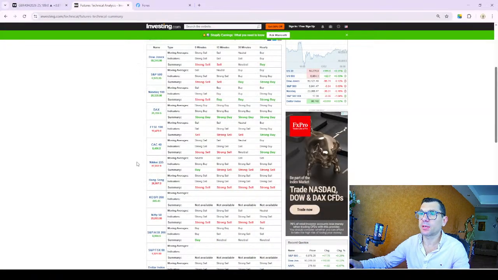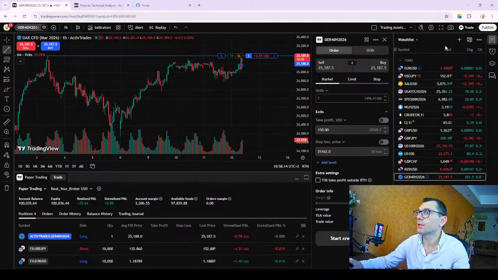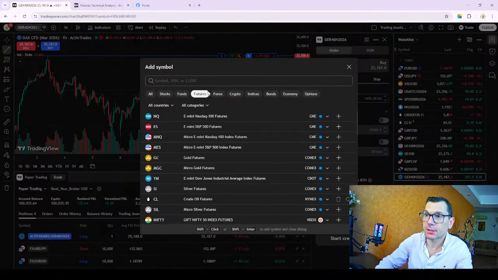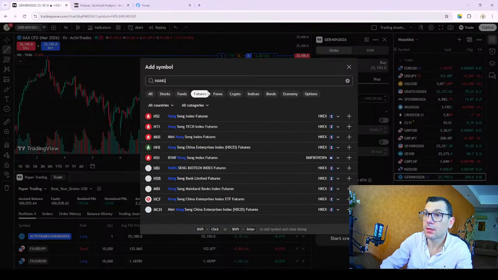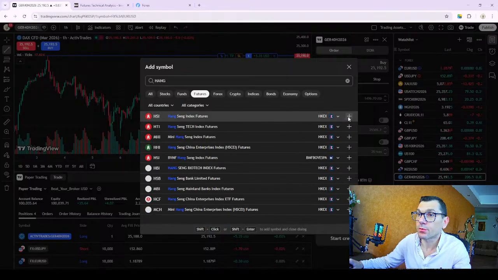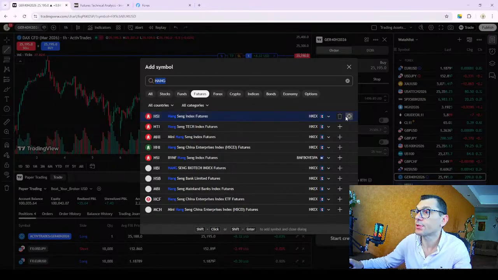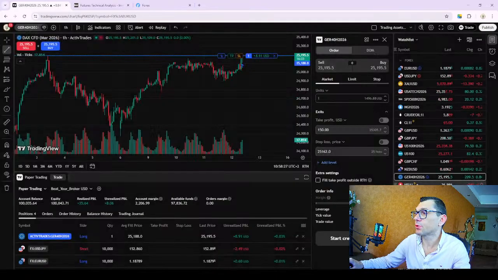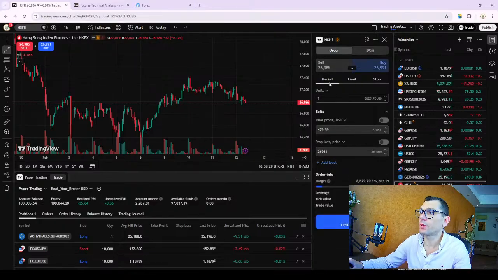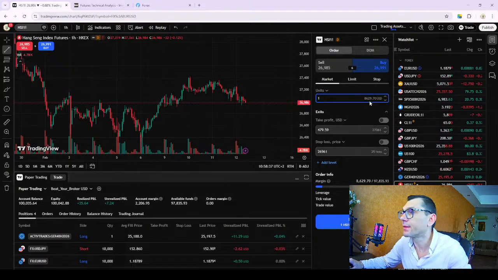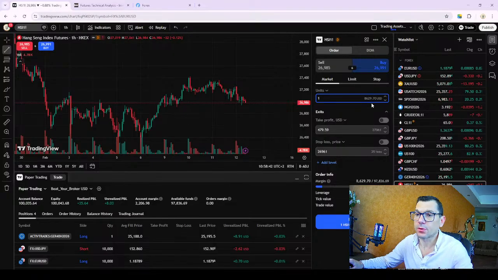Let me look at something else. So we're trading DAX. We're looking here at Hang Seng. Hang Seng strong sell. Okay, so that will be Hang Seng futures, and we can see that it is on a strong sell recommendation. So that's where we're going to go and also trade by market. Wow, you see 1 unit with the leverage is $8,629. Wow, that's quite a lot, to be honest with you, to trade for.